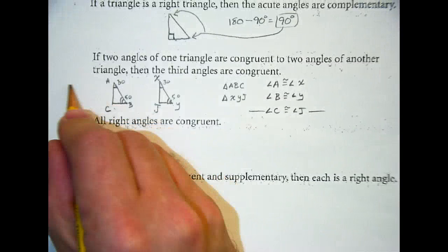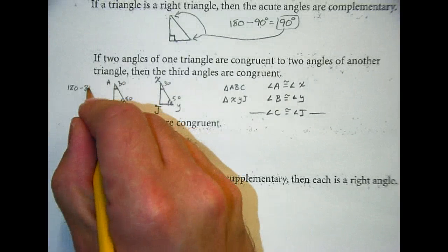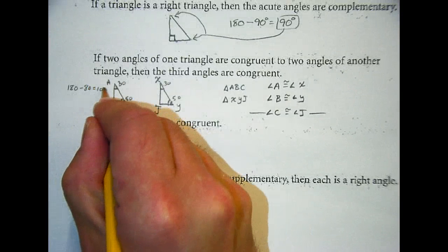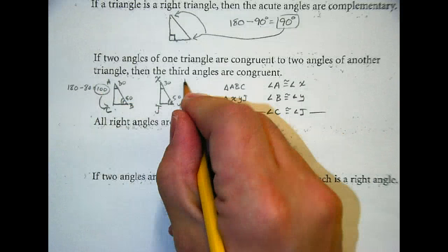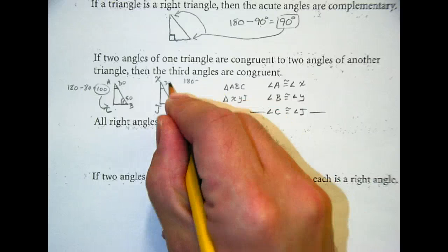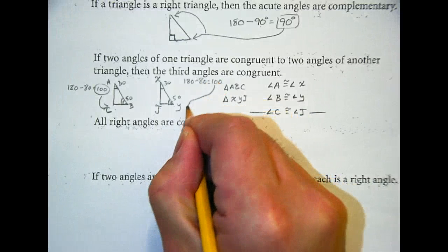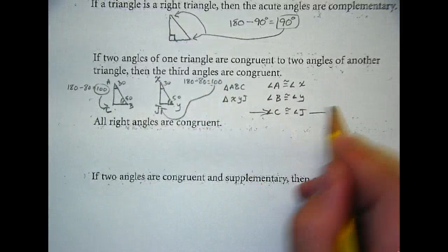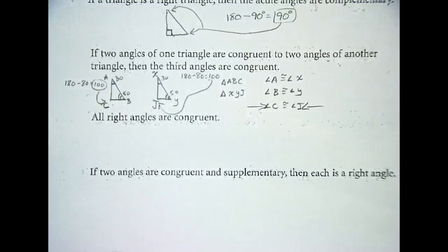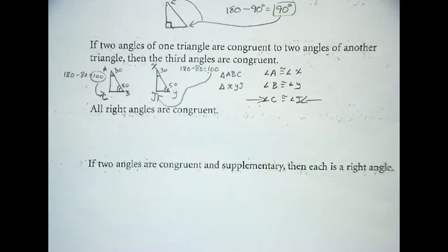The difference from 180, if you subtract these two, minus 80 in this case, is going to equal 100, which is all we have left over for C. And the same thing here, 180 minus the 80 equals 100, which is all we have left over for J. 100 equals 100, therefore these two things are congruent. That's a true statement. Okay, good description there.